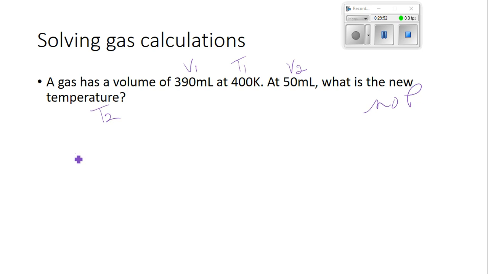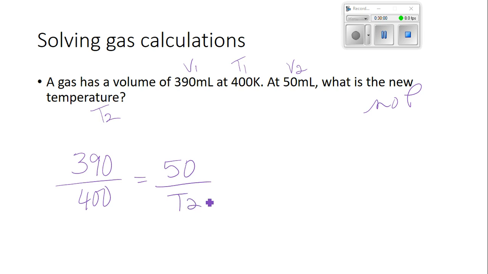So this time I'm setting up 390 over 400 is equal to 50 over T2. Now, T2 is what I have to solve for, and it is on the bottom. That is not okay. So I am going to cross multiply to have it be up here, and I'm going to do the 390 down there. And the 400, I'm going to cross up.